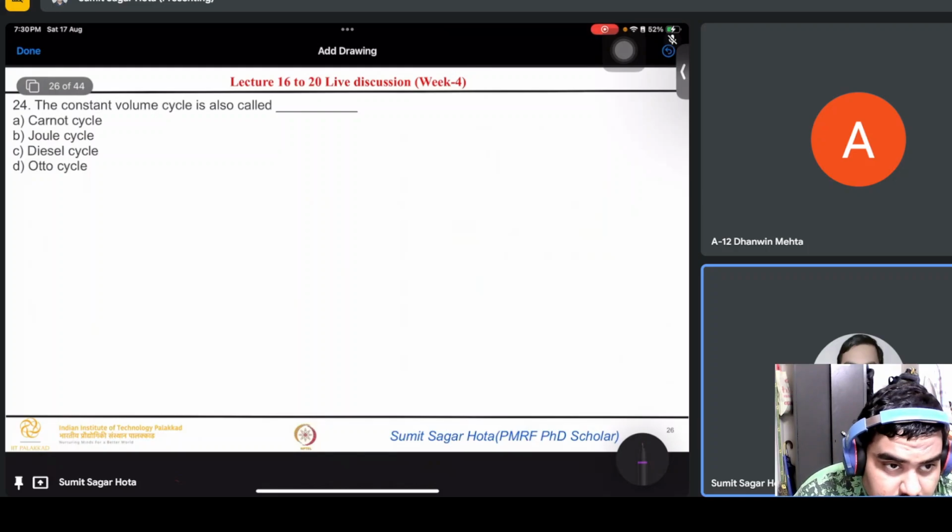So the constant volume cycle is also called the Otto cycle.